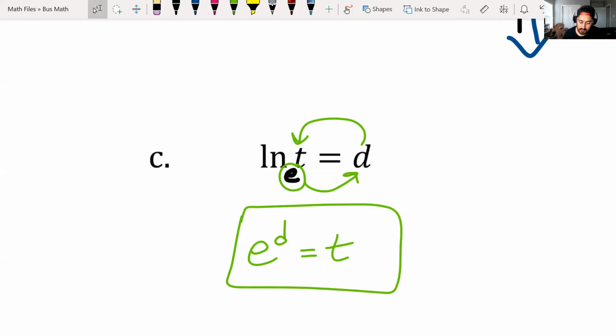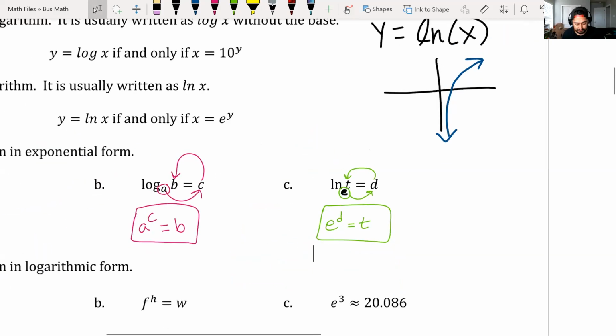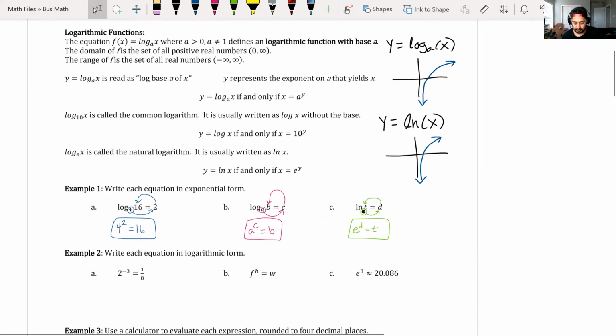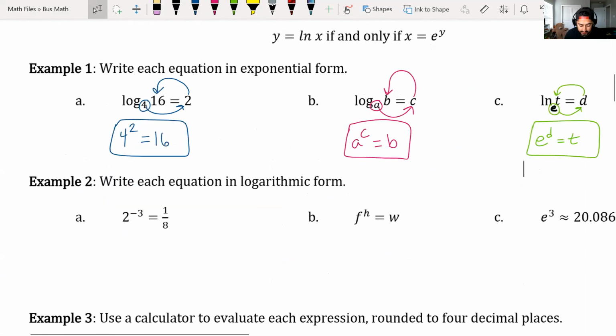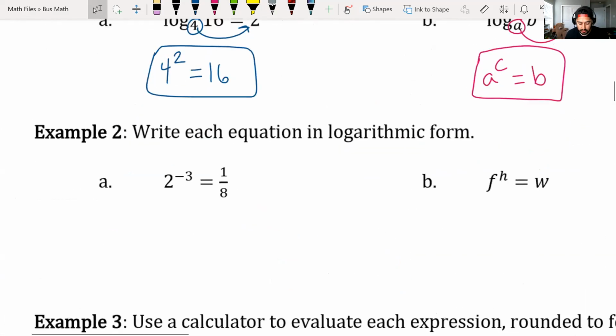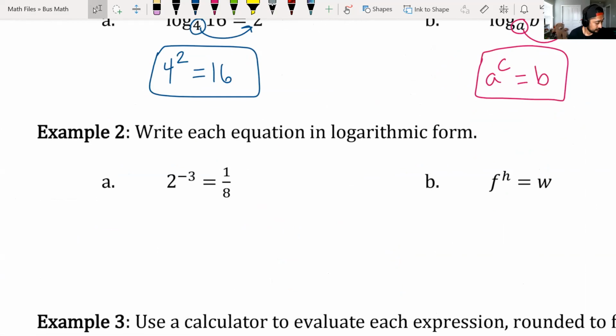Done. That's it. That's all. That's going from log to exponential. Now, second example, let's go from exponential to logarithmic.